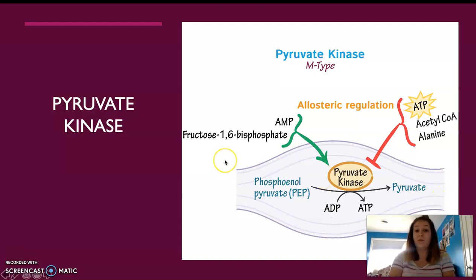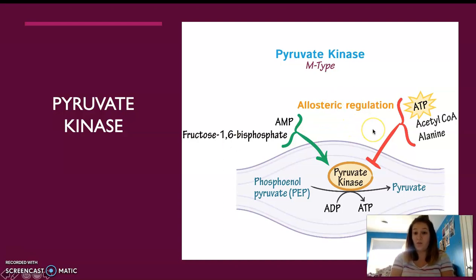Pyruvate kinase is also one of the enzymes in glycolysis that uses feed-forward activation. If you go back a couple steps in glycolysis, you create fructose 1,6-bisphosphate. If you have a lot of fructose 1,6-bisphosphate, you're going to need to turn this into pyruvate to use it in the Krebs cycle. That is going to encourage pyruvate kinase, because eventually fructose 1,6-bisphosphate turns into phosphoenolpyruvate, and once you have a lot of that substrate, you need to turn it into its product using pyruvate kinase. So it's going to encourage pyruvate kinase to work.